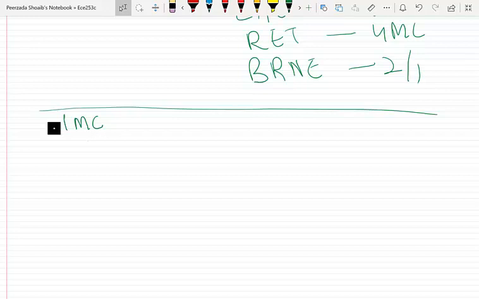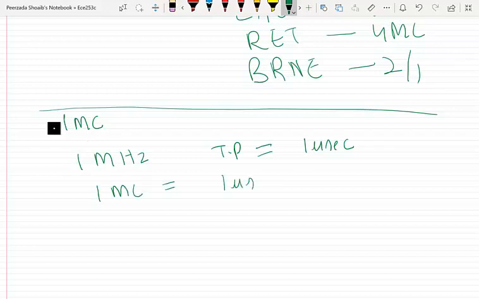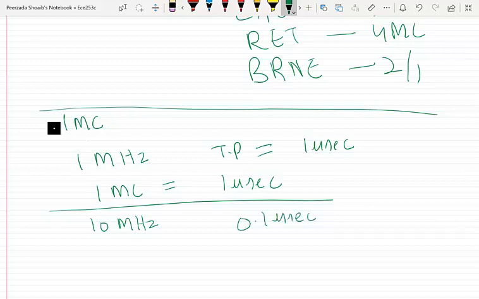For example, if we have connected a crystal oscillator of 1 megahertz, the time period of the crystal oscillator will be equal to the inverse of it, that is 1 microsecond. That means 1 machine cycle in this case will be equal to 1 microsecond. If the crystal frequency is 10 megahertz, we will have a 0.1 microsecond time period of the crystal frequency, and 1 machine cycle in that case will be equal to 0.1 microseconds.